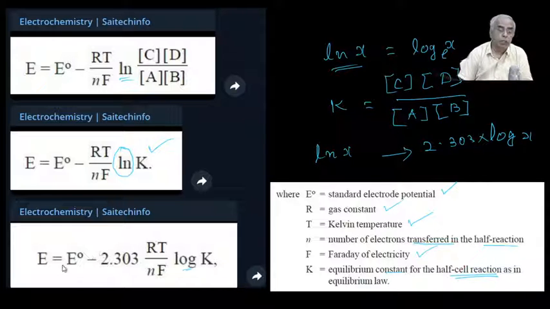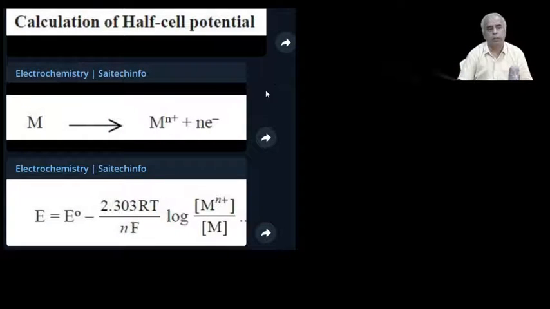The same equation, as I already mentioned, can be applied for cell EMF also. In that case, instead of E representing electrode potential, you can call it cell EMF, and this is standard cell EMF. So this is applicable for standard electrode potential as well as for cell EMF. Now let us proceed with some examples to calculate the half cell potential, that is electrode potential.